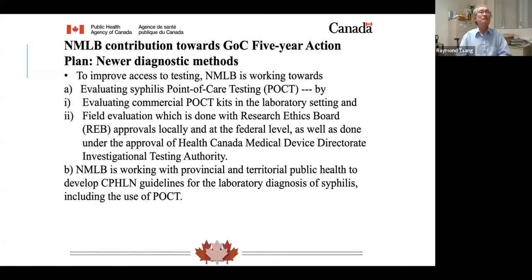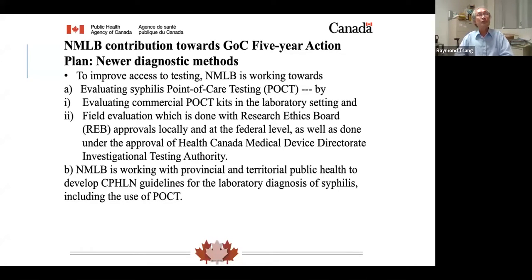So as a laboratory branch, NMLB's focus in delivering this Government of Canada 5-year action plan is quite a bit on newer diagnostic methods. And this is to improve access to testing. In this area, NML is working towards evaluating syphilis point-of-care tests by evaluating the commercial point-of-care test kits in the laboratory setting, as well as doing field evaluation, which is done with research ethics board approval locally and at the federal level, as well as under the approval of Health Canada Medical Device Directorate's Investigational Testing Authority.